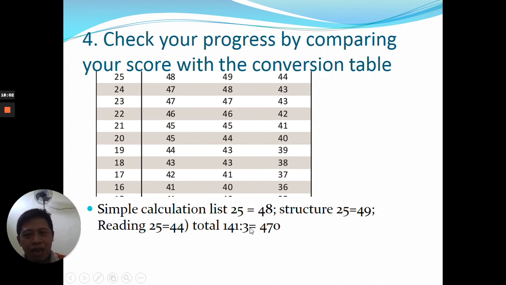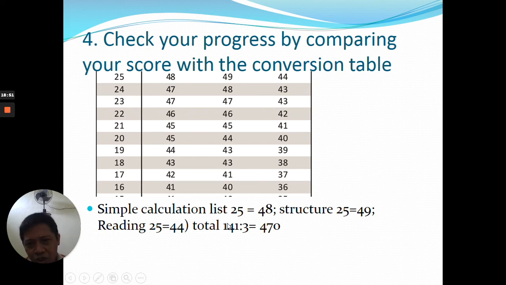Now let's do a simple calculation. For example, if you get 25 correct answers in listening, then your score is 48. If you have 25 correct answers in structure, your score is 49. And if you have 25 correct answers in reading, your score is 44. So if you sum 48 plus 49 and 44, then you will have 141.